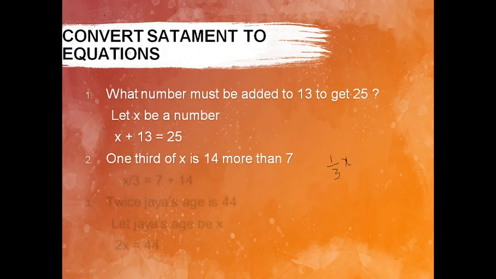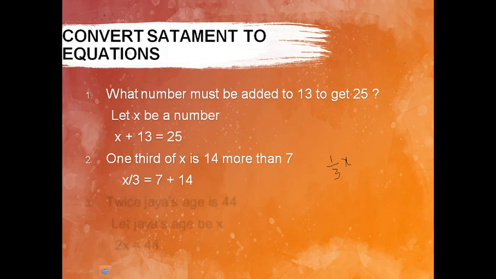1/3 of x equals 14 plus 7. As it is given, 1/3 of x is means equal to, 1 by 3 of x is equal to 14 more than 7, and 14 more than 7 means we will write 7 plus 14. So our equation will be x by 3 equals 7 plus 14. 1/3 of x can be written as x by 3. That's why I have written here x by 3 equals 7 plus 14.